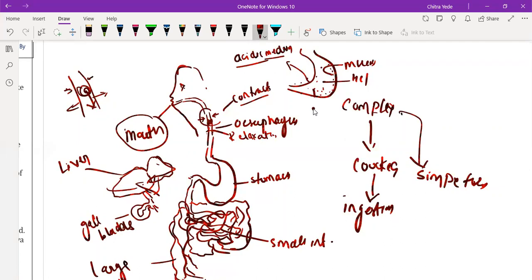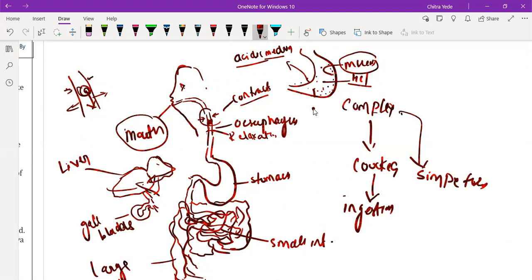So what is the role of mucus here? Mucus prevents the action of acid on the wall of the stomach. It is very important that we remember this. Mucus protects the inner soft lining of the stomach. This process is very, very important.